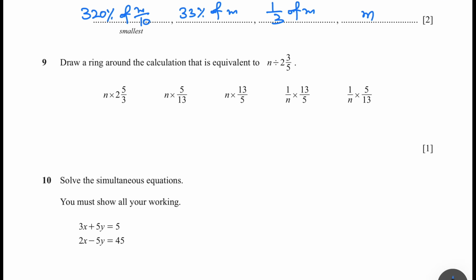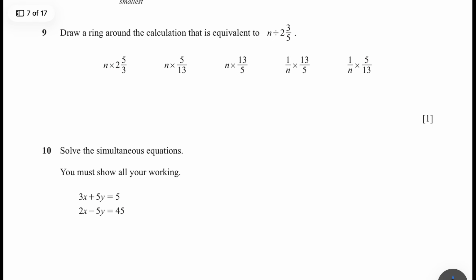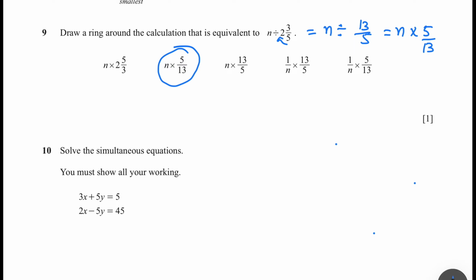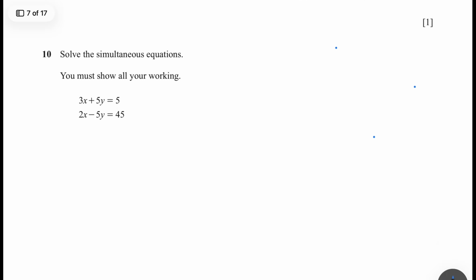Now number 9, draw a ring around the calculation that is equivalent to this. So we have n divided by, I am just rewriting this, 5 times 2 is 10 plus 3 it is 13 over 5. This can be written as n times 5 over 13. We take the reciprocal when we change the sign. So n times 5 over 13, I can see this one here. A ring means there is only one option, okay? If you look, the other options are not correct here.